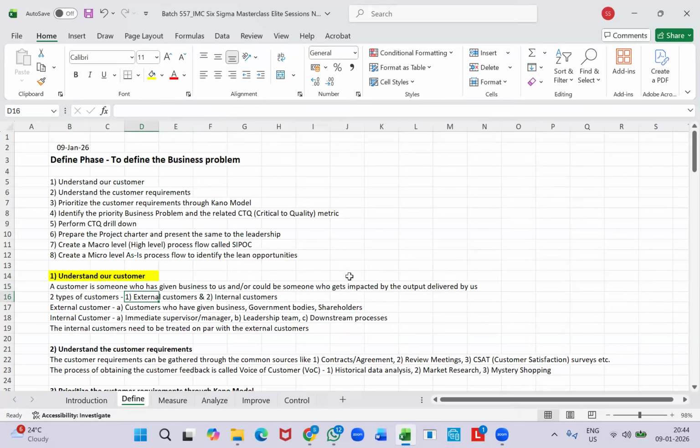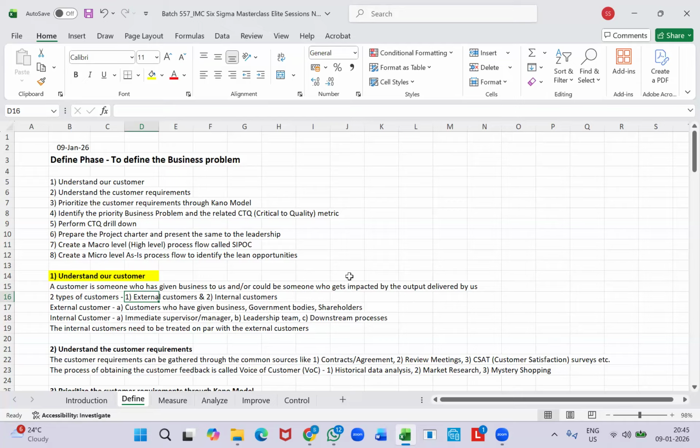So there are two parts in this customer definition. Customer is obviously someone who has given business to us and could be a combination of the other sentence, or could be one of these two. And that is why I have written and/or. And/or could be someone who gets impacted by the output delivered by us. So the customer may not have given business to us, but might get impacted by the output delivered by us. So we need to treat those entities also as our customer.